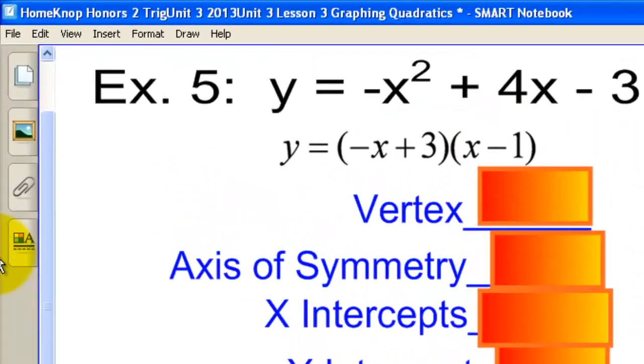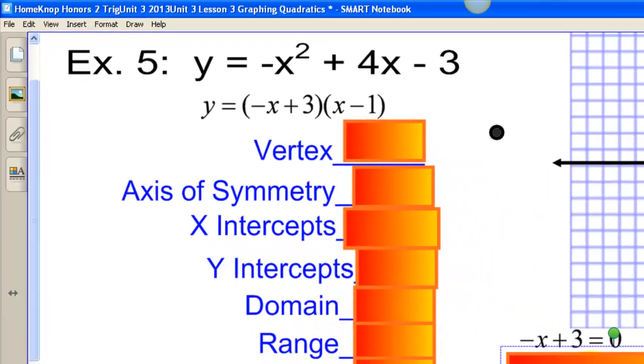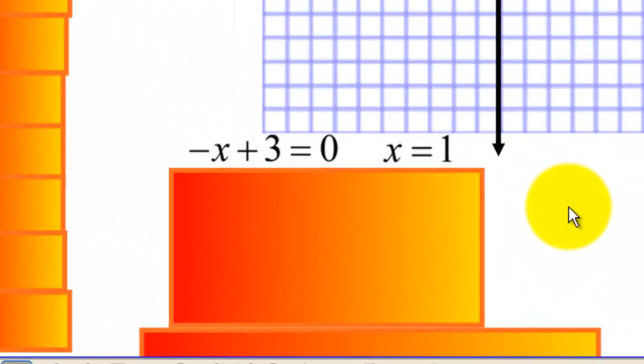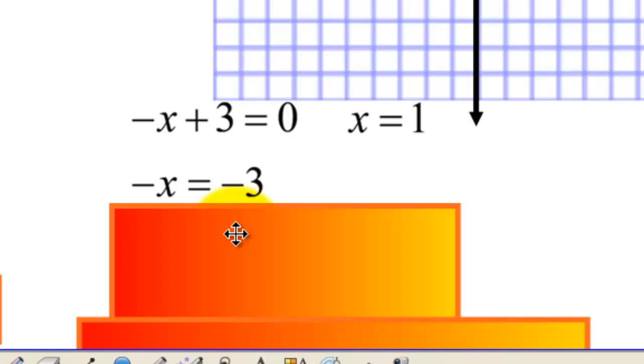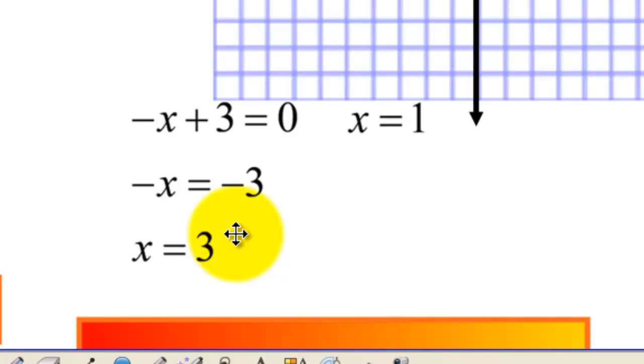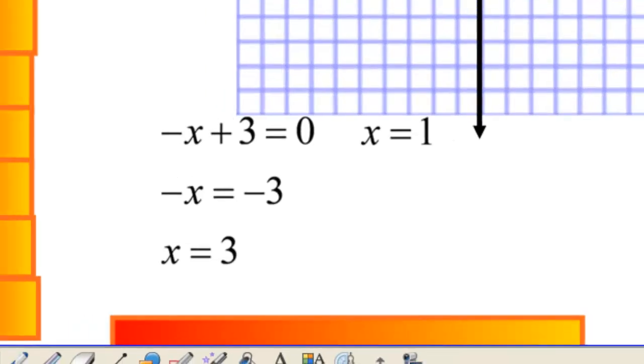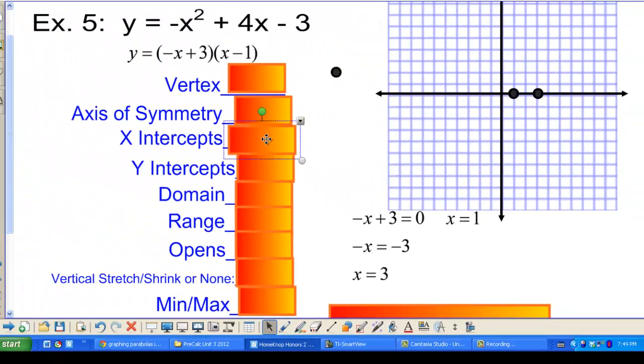So I have y equals negative x plus 3 times x minus 1. And what is nice about this is when I use the zero product property and set each of those equal to 0, I have x minus 1 equals 0, and then x equals 1 is solved. So I know that x equals 1 is an x-intercept. On the other one, just be careful with your signs. You have to subtract 3 from both sides and then divide by negative 1. So I also get that x is equal to 3. So my x-intercepts are 3 and 1.